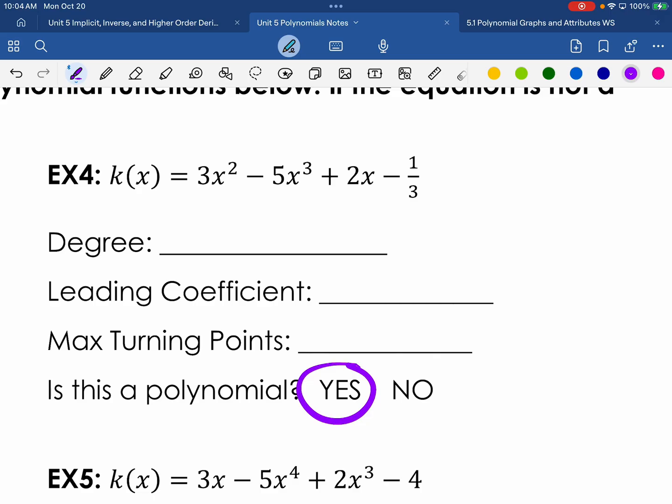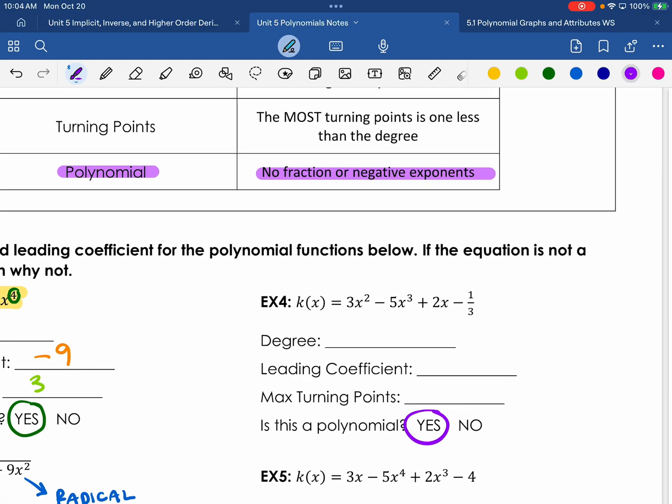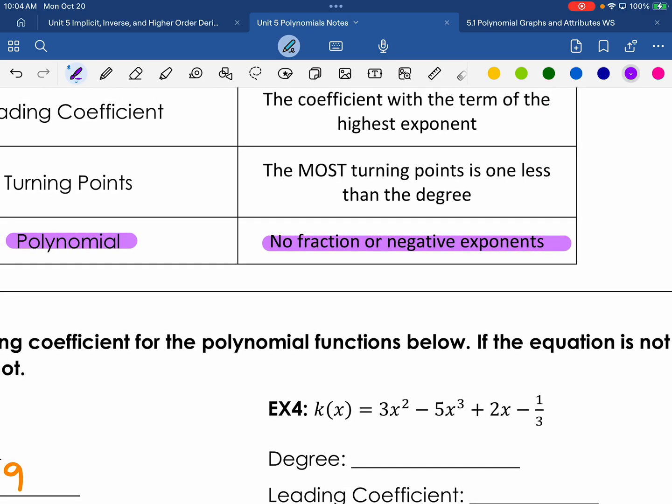It's the fraction exponents. But that fraction's not like weird or anything. No negative exponents, no fraction exponents. No fraction or negative. I feel like if it looks confusing, it's not a polynomial. But good point. All right, no fraction exponents, no negative exponents, and then if you want to add, no radical signs.